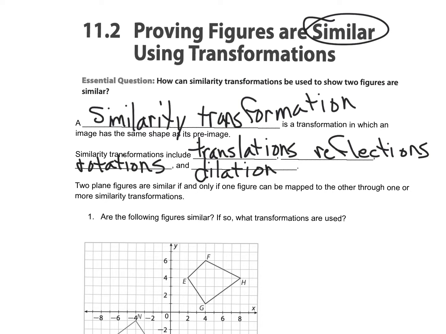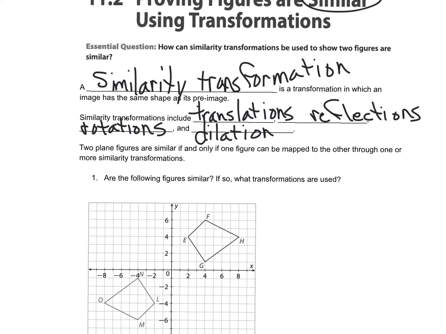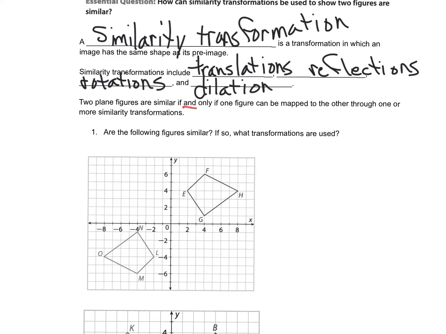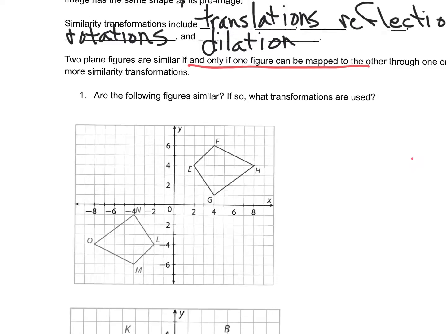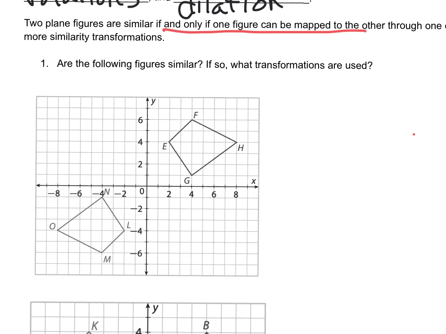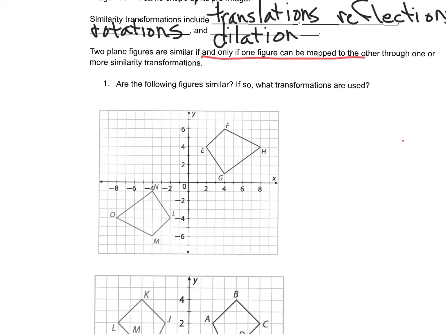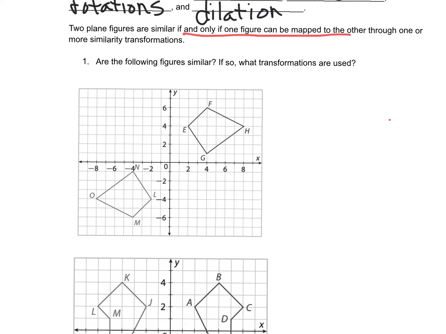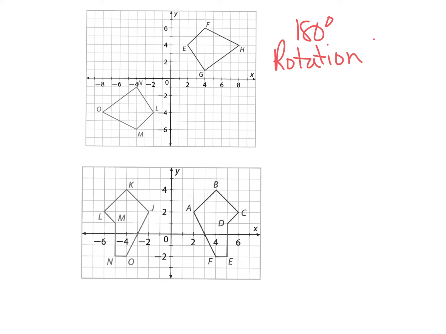Two plane figures are similar if and only if one figure can be mapped to the other one through one or more similarity transformations. Are these figures similar? If so, what transformations are used? Now these are the same size, so this is only a rotation, a 180-degree rotation. Just like this is just a reflection.